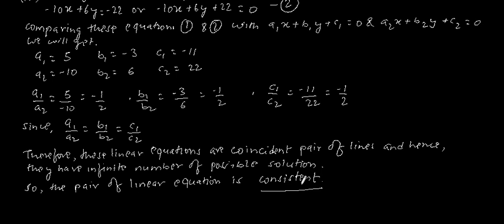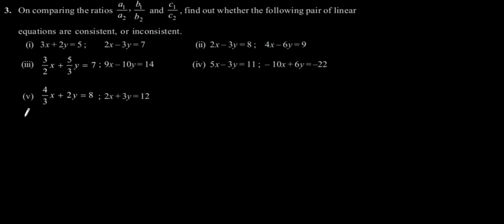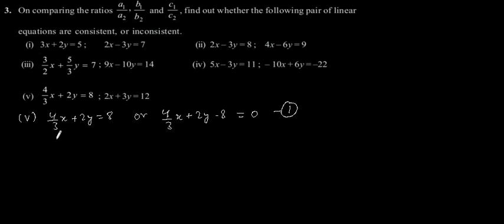Now fifth problem. Fifth is 4 by 3x plus 2y is equal to 8, or 4 by 3x plus 2y minus 8 is equal to 0. Let's say this is equation 1. Next is 2x plus 3y is equal to 12, or 2x plus 3y minus 12 is equal to 0. Let's say this is equation 2.